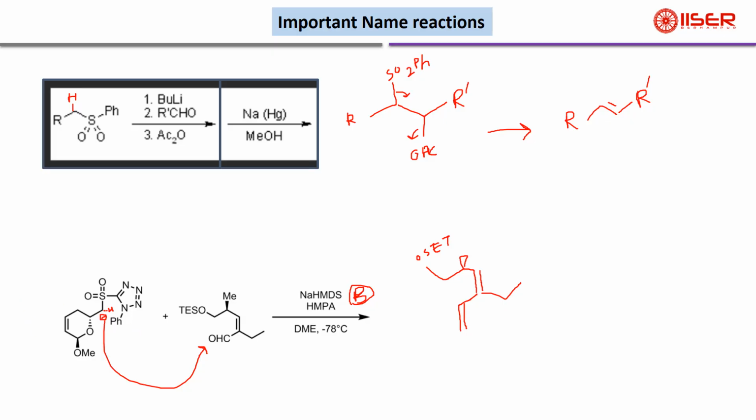Now it will form an alkene from this center. There is another hydrogen, so that hydrogen will be placed here, and this total big group, if you consider this as R, will be placed at this place so that it maintains E stereochemistry. Okay.